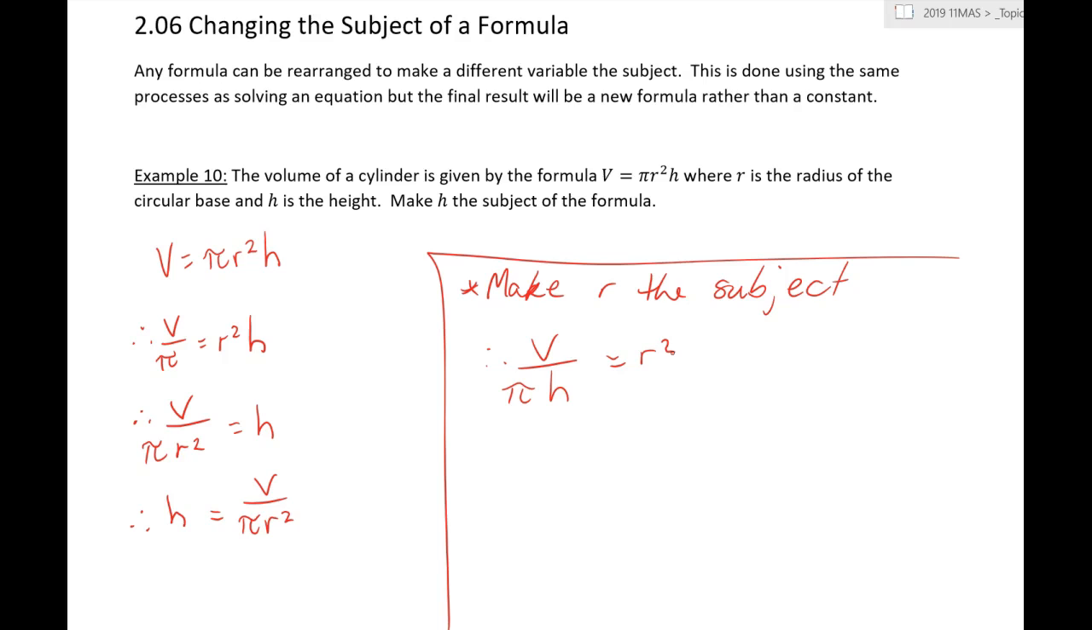Now, how do I get from r squared to r? I've got to take the square root of both sides. So therefore, the square root of v over pi h equals r, or just to be neat and tidy, r equals the square root of v over pi h. So that's a little more complicated. Anyhow, that is changing the subject of a formula, and that gets us through the first topic, formulas and equations.